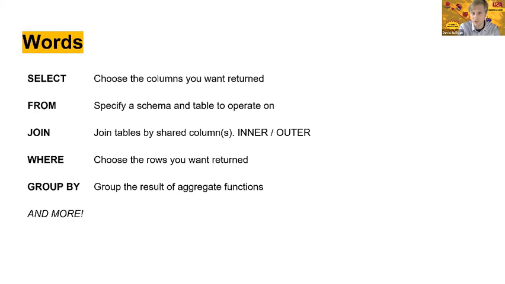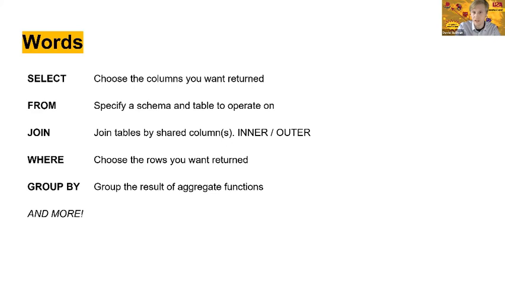From is the table you want to access. And you can also specify where that table is. Join, so what are the related tables that you want to bring into your query? And where? How do you want to filter the rows that should be returned? And then group by, how do you want to do your aggregation? Is it the whole query, or do you want to do it within groups?